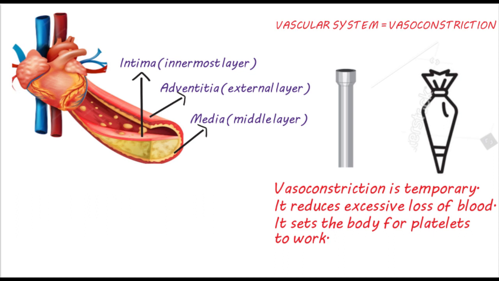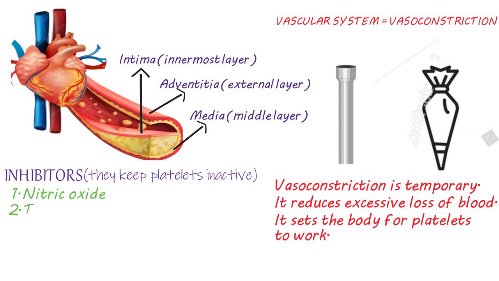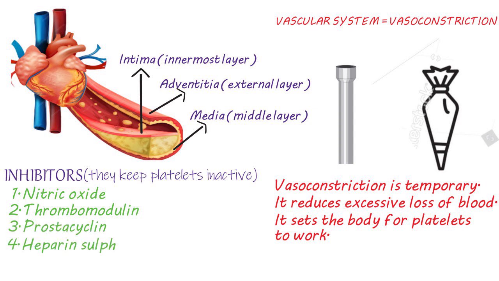The endothelial cells found in the innermost part of the vascular system secrete inhibitors, and these inhibitors help to keep the platelets inactive. That means at this point the blood is flowing freely because there is no injury and there is no cause for blood clotting. So blood is flowing freely and platelets are not active. So those inhibitors are nitric oxide, thrombomodulin, prostacyclin, and heparan sulfate.